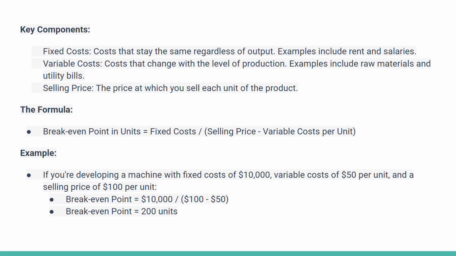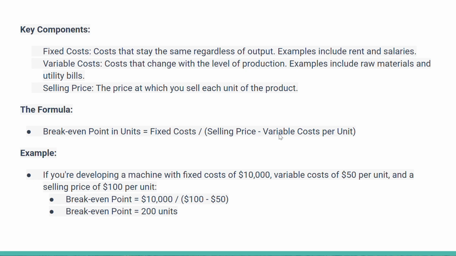So next, key components. Fixed cost: costs that stay the same regardless of output. Examples include rent and salaries. Variable cost: costs that change with the level of production. Examples include raw material and utility bills. Selling price: the price at which you sell each unit of the product. So these are simple definitions of fixed cost, variable cost and selling price.